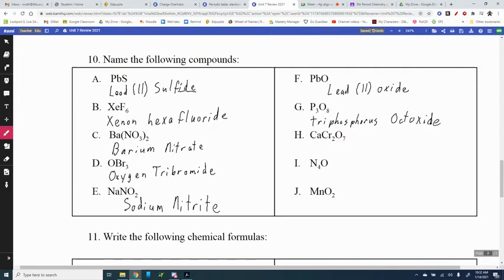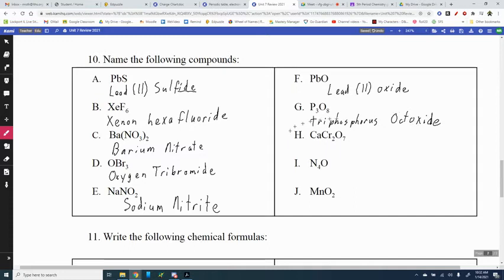Okay, so notice we did drop the O from the octo because the element starts with a vowel. Generally, you want to do that just when it sounds better to do that. And it's going to usually be when the element starts with a vowel.